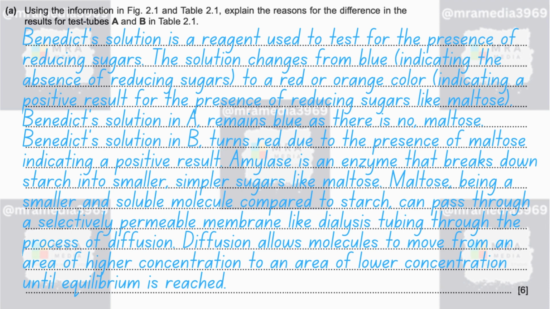Therefore, in summary, Benedict solution will remain blue, no color change, in solution A where there is no breakdown of starch into maltose. In solution B, where amylase breaks down starch into maltose, Benedict solution will turn red, positive result, due to the presence of maltose, which is a reducing sugar that reacts with Benedict solution. Additionally, maltose being a small and soluble molecule can pass through the dialysis tubing by diffusion from an area of high concentration, inside the tubing, to an area of low concentration, outside the tubing.